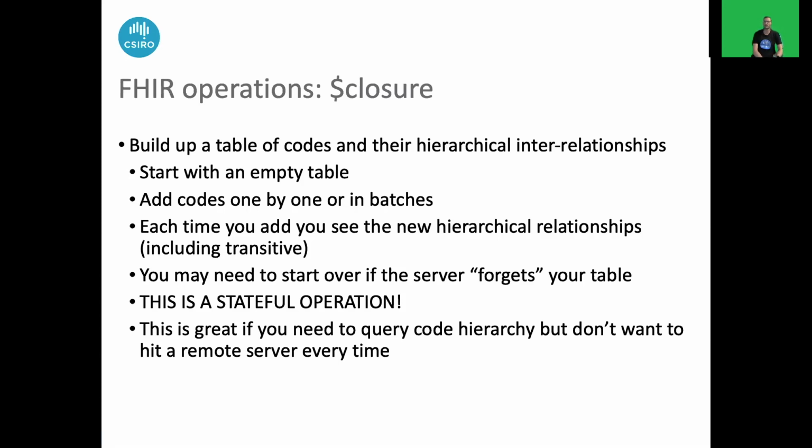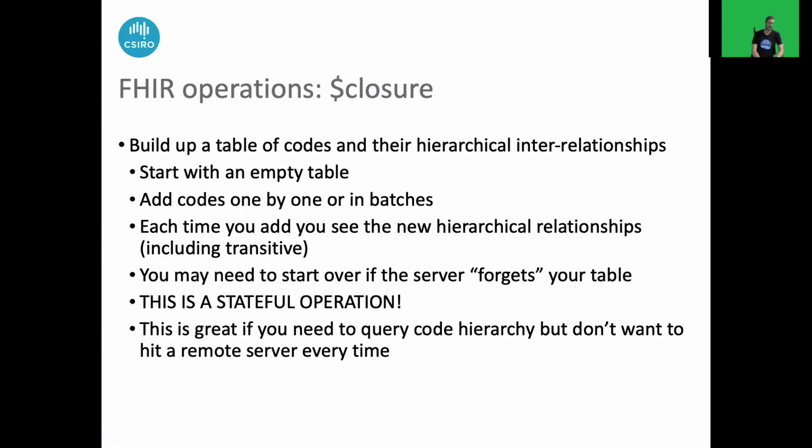The first step is that we create an empty closure table. Then we add codes either one by one or in batches. And each time you add codes, the result of the operation shows you the new hierarchical relationships that exist between the set of codes as a result of your addition. This is a stateful operation, so the server does store the state of your closure table as you're going along.